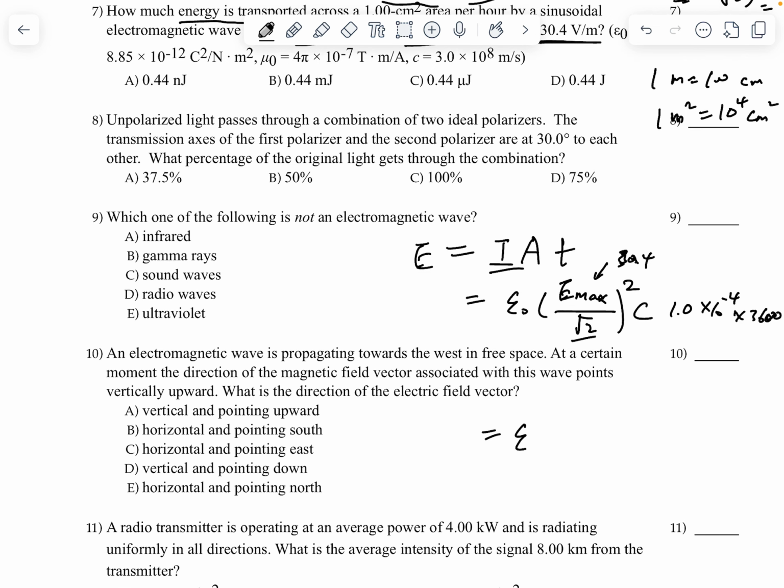We can also simplify this way. Epsilon naught is given, E amplitude squared divided by 2, times C, and then A and T. That would be the energy.